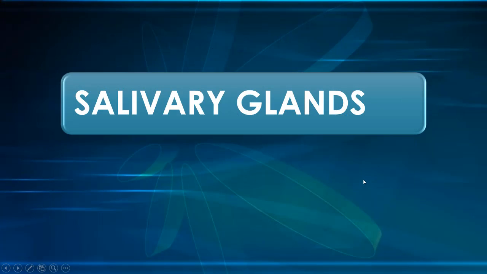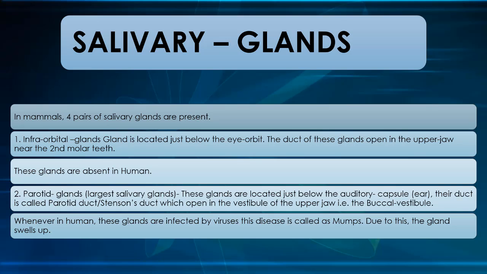Now we are going to start with salivary glands. In mammals, there are 4 pairs of salivary glands. The infraorbital glands are located just below the eye orbit. The ducts of these glands open in the upper jaw near the second molar teeth, and they are absent in humans.